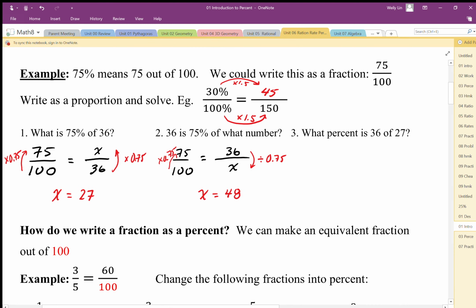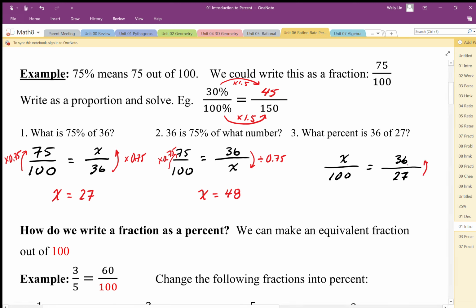Here we have, what percent is 36 out of 27? So what's unknown is our percentage, so out of 100. And we want, what percent is 36 of 27? So does 36 represent the part or the whole? Well, all of 27 means that 27 is the whole, and 36 then represents my part. So if I divide these two, I can find my decimal multiplier, and that essentially becomes my decimal percentage.